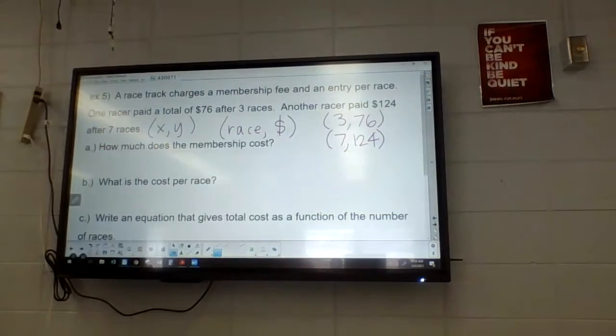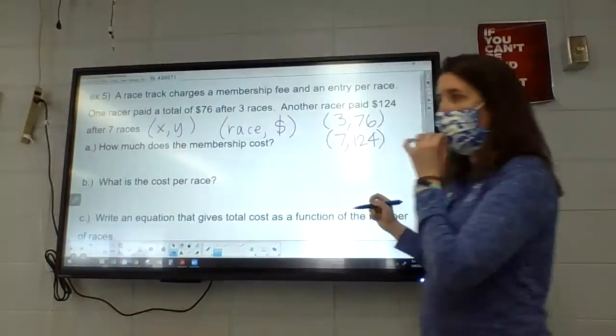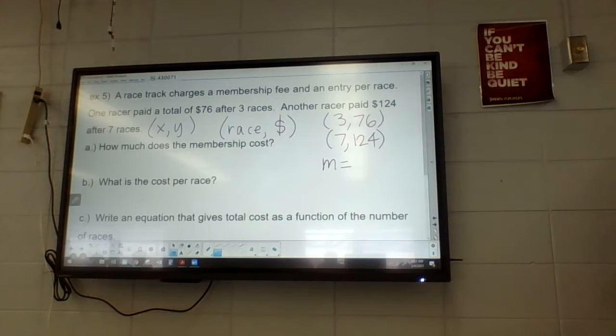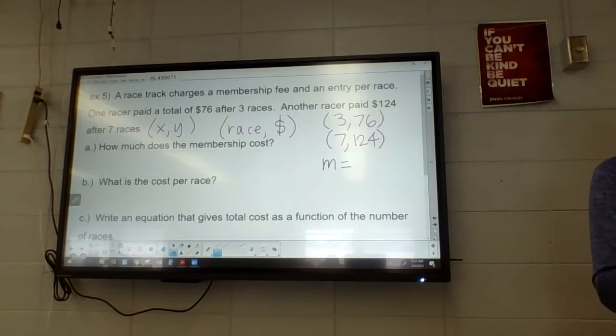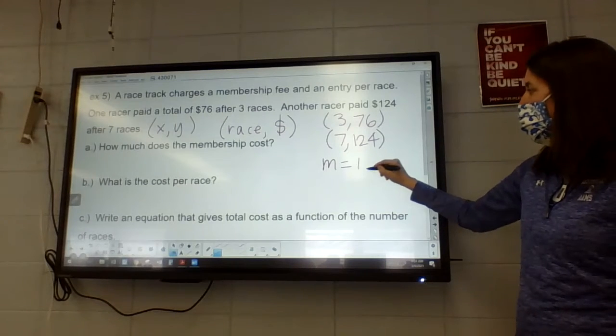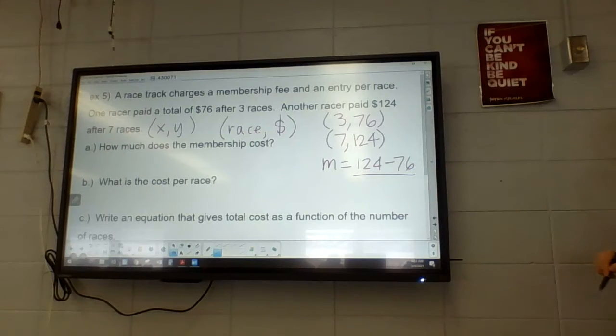And my questions are probably a little bit on the backward side here, because we're probably actually going to find the equation first and then determine what our cost per race is and the membership cost. So we're going to figure out the slope. And it might not occur to you to figure out the slope because you're like, wait, we're not graphing this line with the racetrack, but really we are finding a rate. We're finding how much it costs to race. So slope is something other than just graphing.